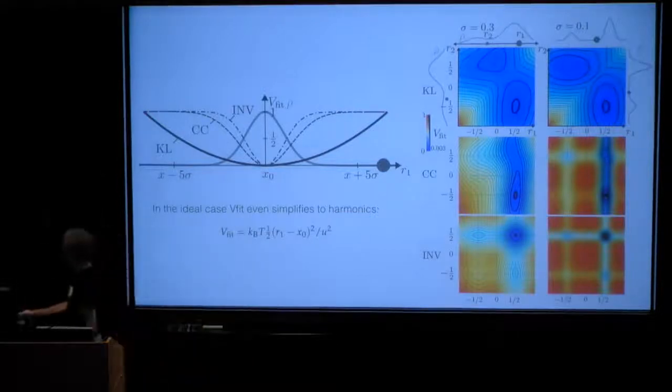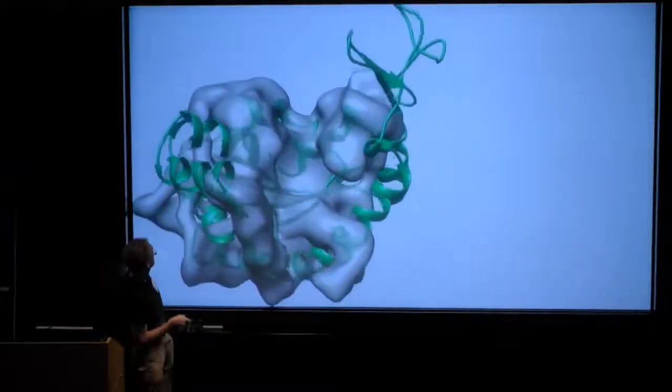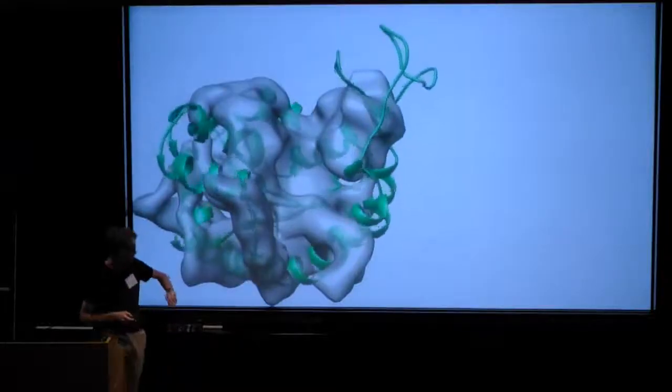So this is something that we started to like quite a bit. And we've actually implemented this in GROMACS. So this is just an example of a synthetic density. And in the interest of time, I have some units.